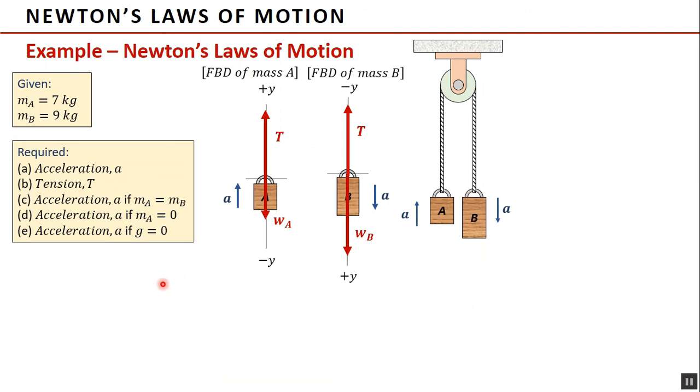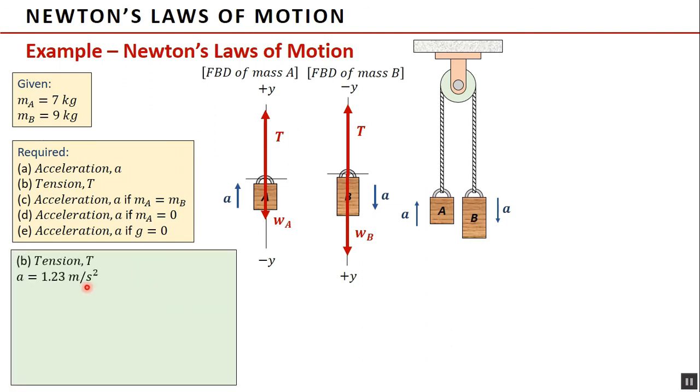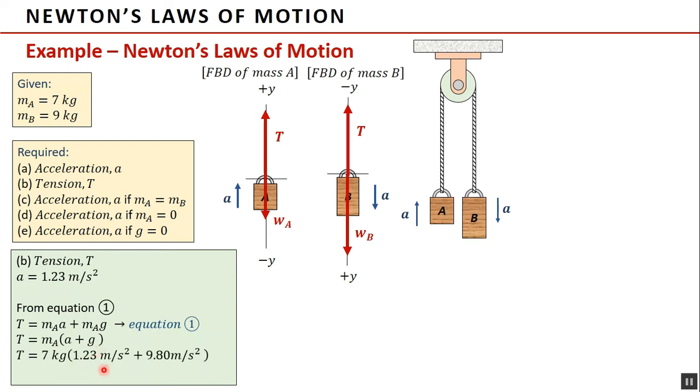For letter B, now that we have solved the acceleration of the system, we can now easily solve the tension in the cord by using either equation 1 or equation 2. Let's say we use equation 1. From here, we factor out mass of A, so tension is mass of A times the quantity acceleration plus gravitational acceleration g. Substituting known values, the tension in the cord is 77.21 newtons. You can also use equation 2 to solve for tension. It should have the same answer.